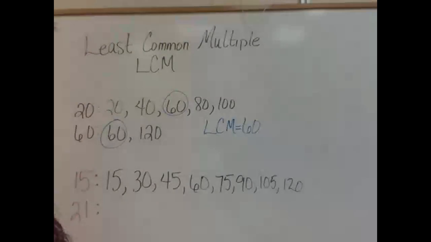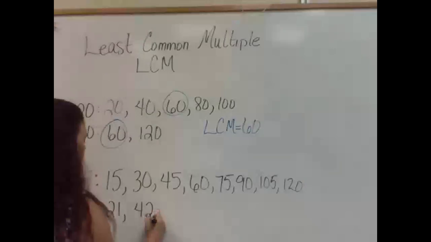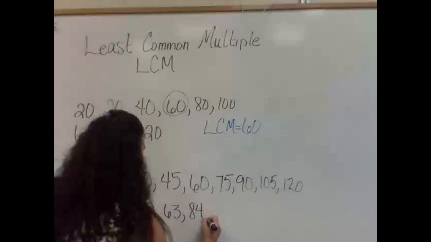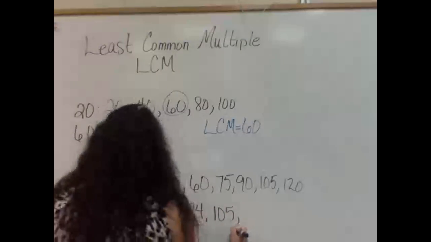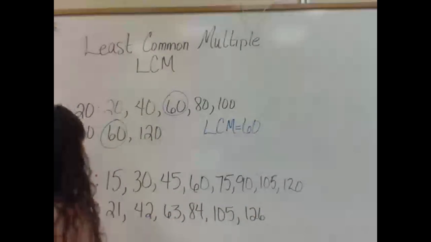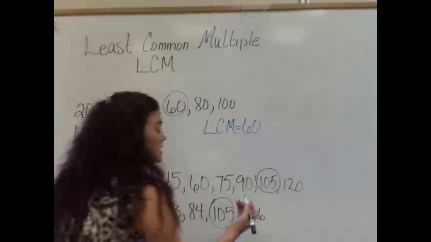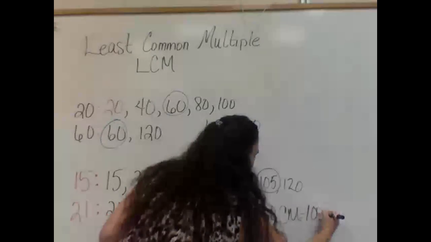Once I get to 100, I usually try to stop and check, and then I can continue if I need to. So let's list the multiples of 21. 21, 42, 63, 84, and then 105 and 126. Now, I noticed I have something in common already. 105 and 105 is in both lists. It's the smallest one, so my LCM for these two numbers is 105.